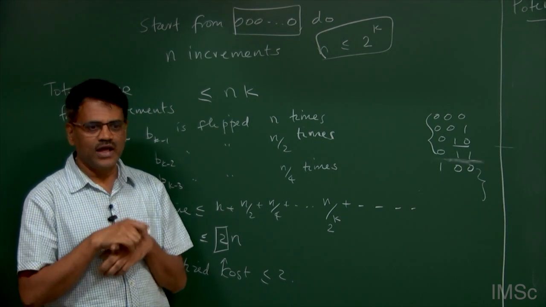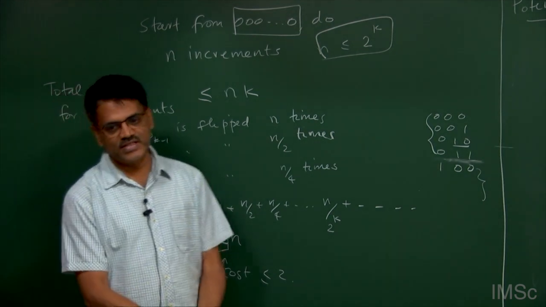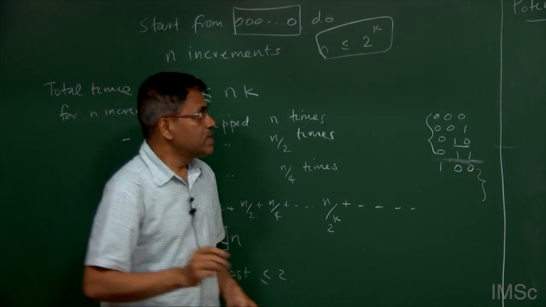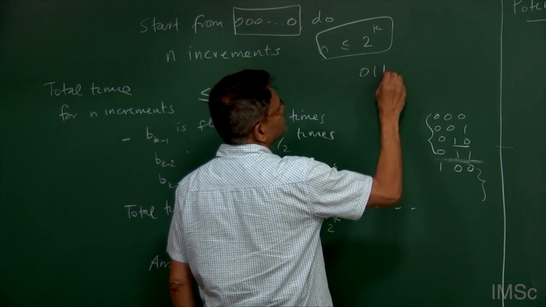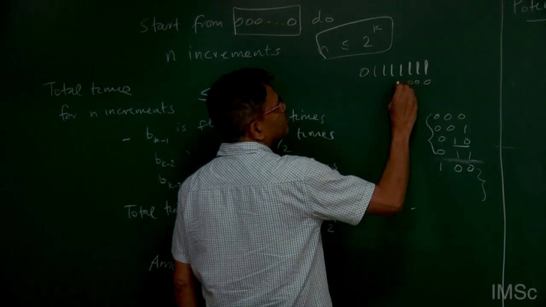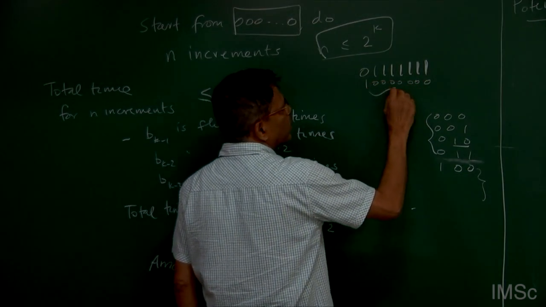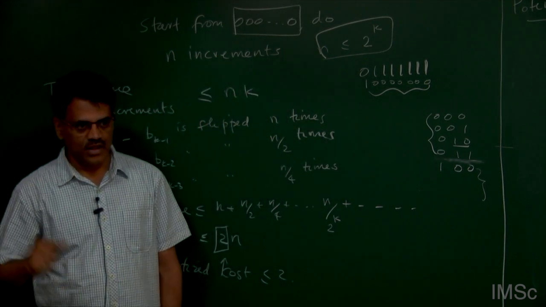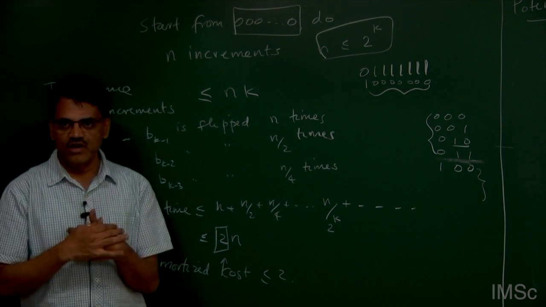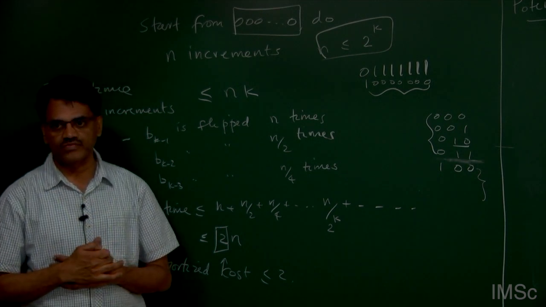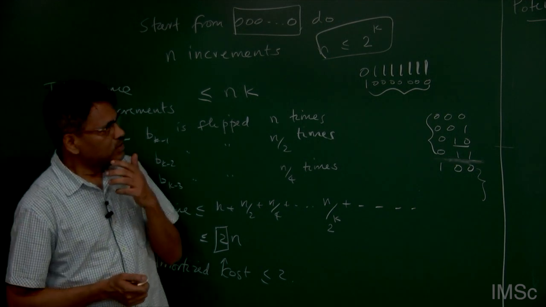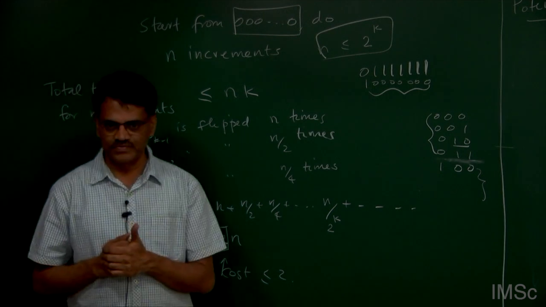I want to argue that at any point of time, if you supply each increment 2 units, that's enough. There is enough in the data structure, because remember, some increment may be something like this and it's going to change all of this to this. It's doing a lot of flips, but even then I want to argue that there is enough in the data structure to take care of this excess. So how would you argue this?